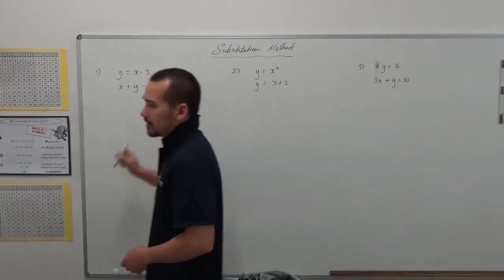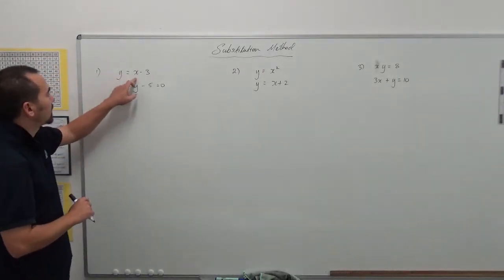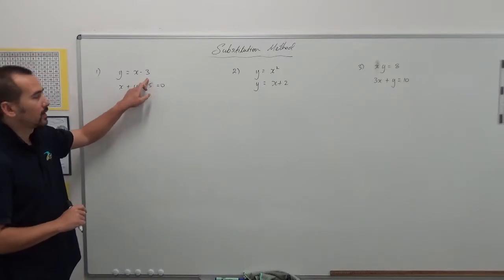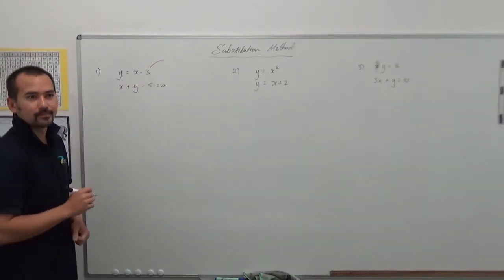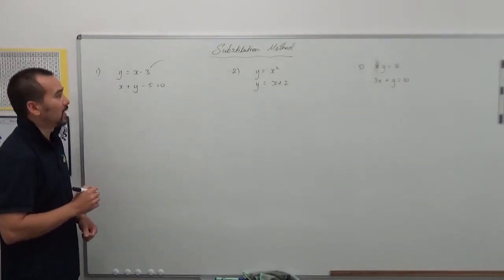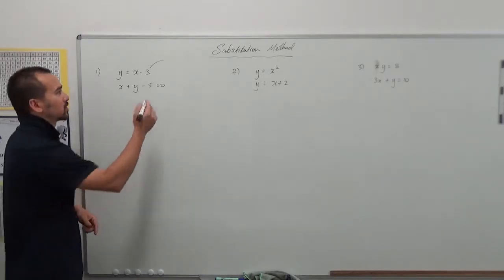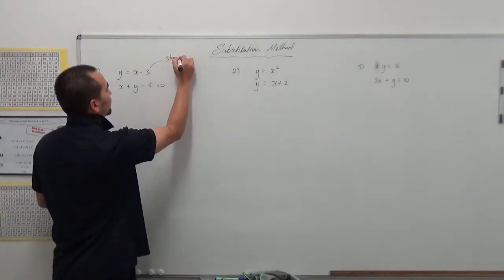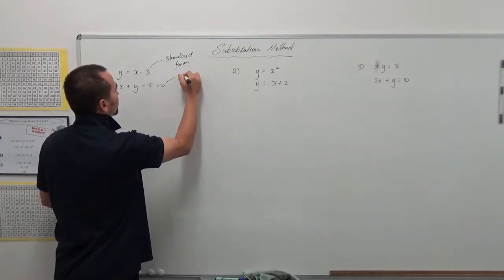Okay. Let's have a go at the substitution method. So we have y is equal to x take away 3. What form is this written in? General form? Chain rule form? No. I'm going to come back to you when we talk about the next one. What's this called? Standard. And the second one's called? General form.